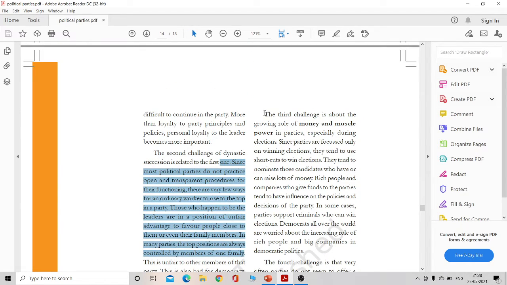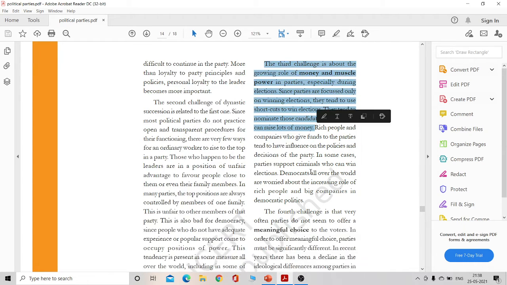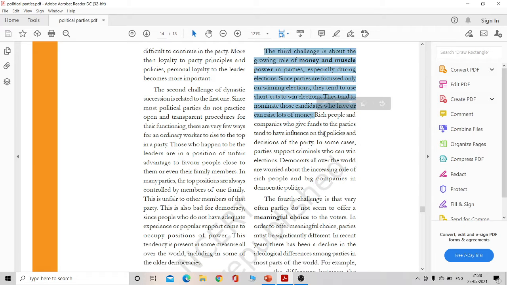The third challenge is, of course, corruption as far as money and muscle power is concerned. Especially during the elections, parties are focused only on winning the election, and they tend to use shortcuts to win them. They tend to nominate those candidates who they know can raise a lot of money, right? So these are important points when you are including.